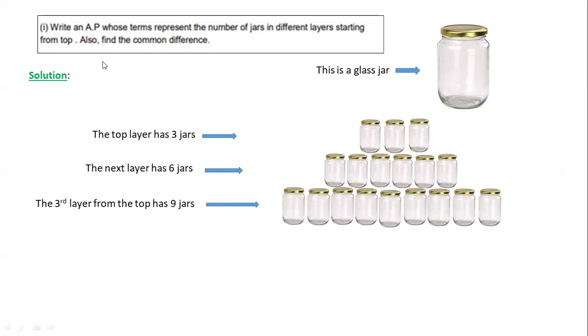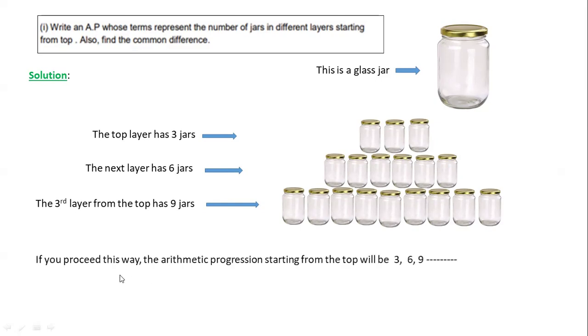So he wants us to write the arithmetic progression to represent this arrangement. How would it look? The arithmetic progression starting from the top. See, he has mentioned clearly it should start from the top. That's why the first number is 3, second is 6, third is 9. So it is 3, 6, 9, and so on, is the arithmetic progression. Next, he has asked us to calculate the common difference.